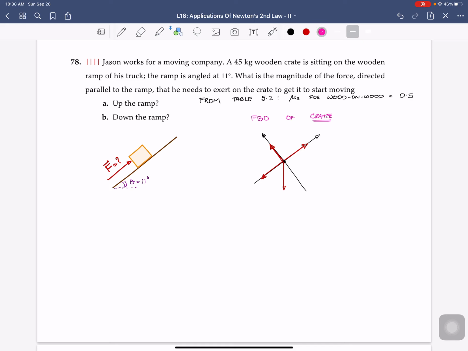Let me go ahead and label these forces now. That's the weight. There is the force, let's call that the applied force. And this is the normal force. The notation speaks for itself.